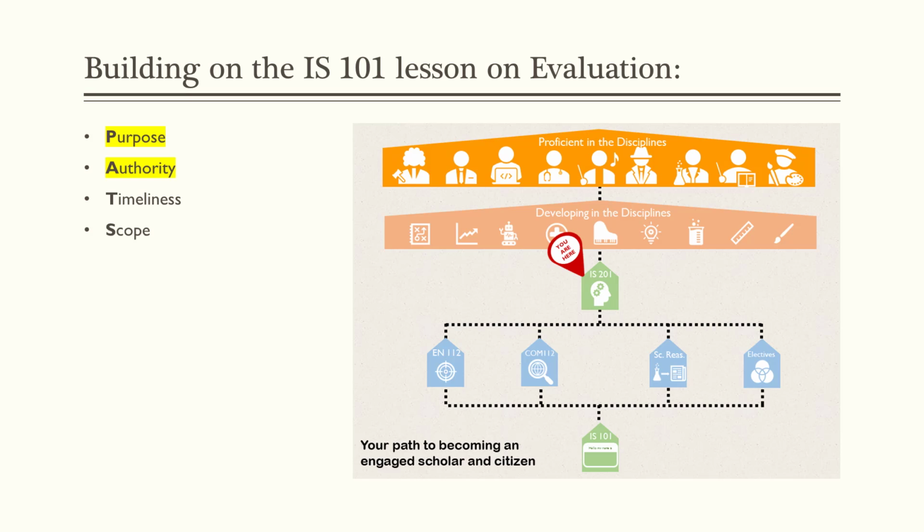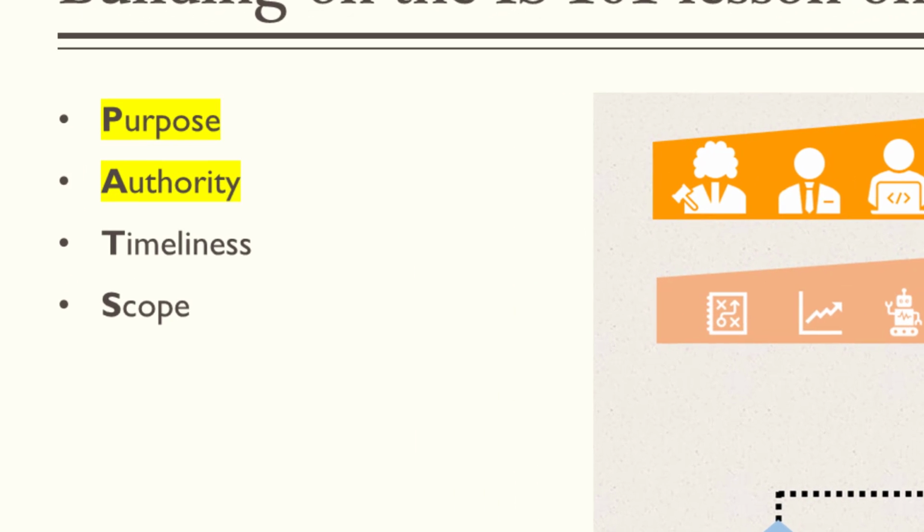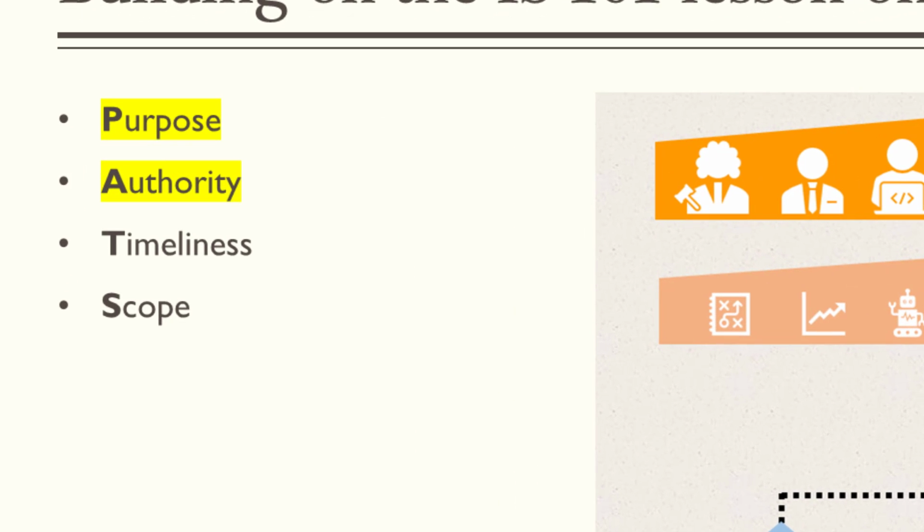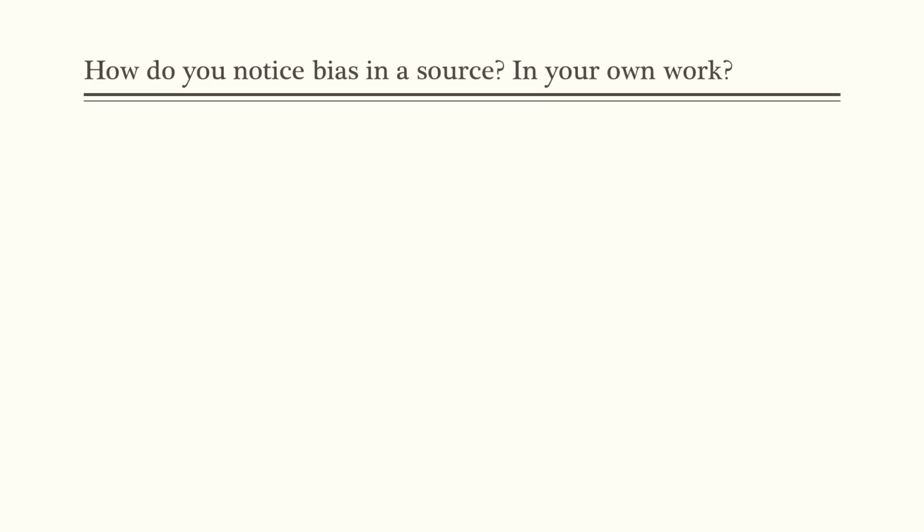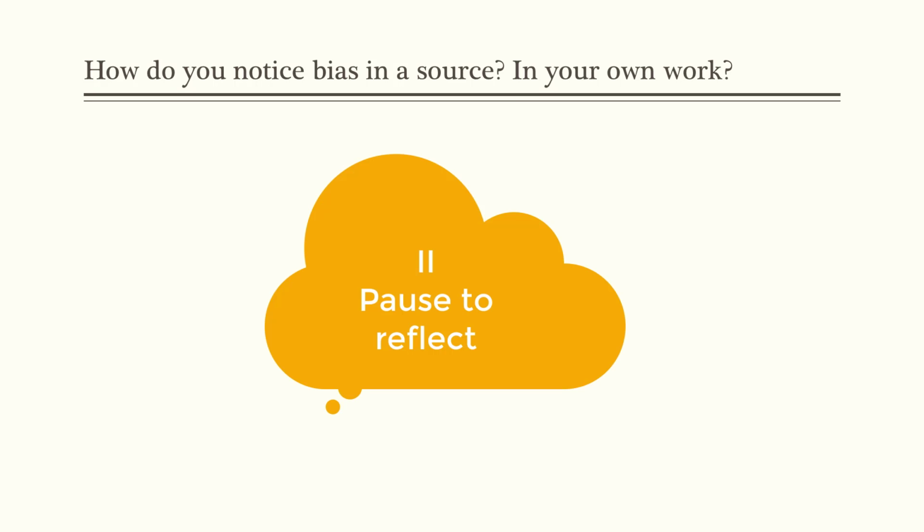This lesson builds on the evaluation lesson from IS 101, where you learned the acronym PATS to assist you in identifying the credibility of a source. Bias is especially noticeable in the purpose and authority of a source. Take a moment to think about how you already notice bias in sources. Then think about how you notice bias and how you present information to the world, whether in class or in regular life.